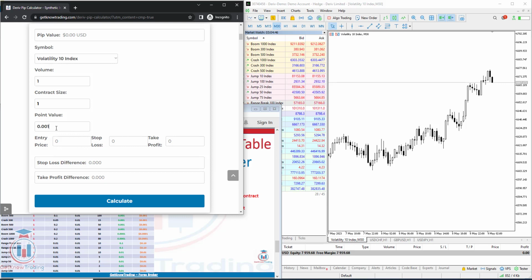So start with the smaller point value, which is defined as 0.001 by the broker, and use the contract size as 1 and also the volume 1. Click calculate, you will get the value of 1 pip. So in our case, the Volatility 10 Index has a pip value of $0.